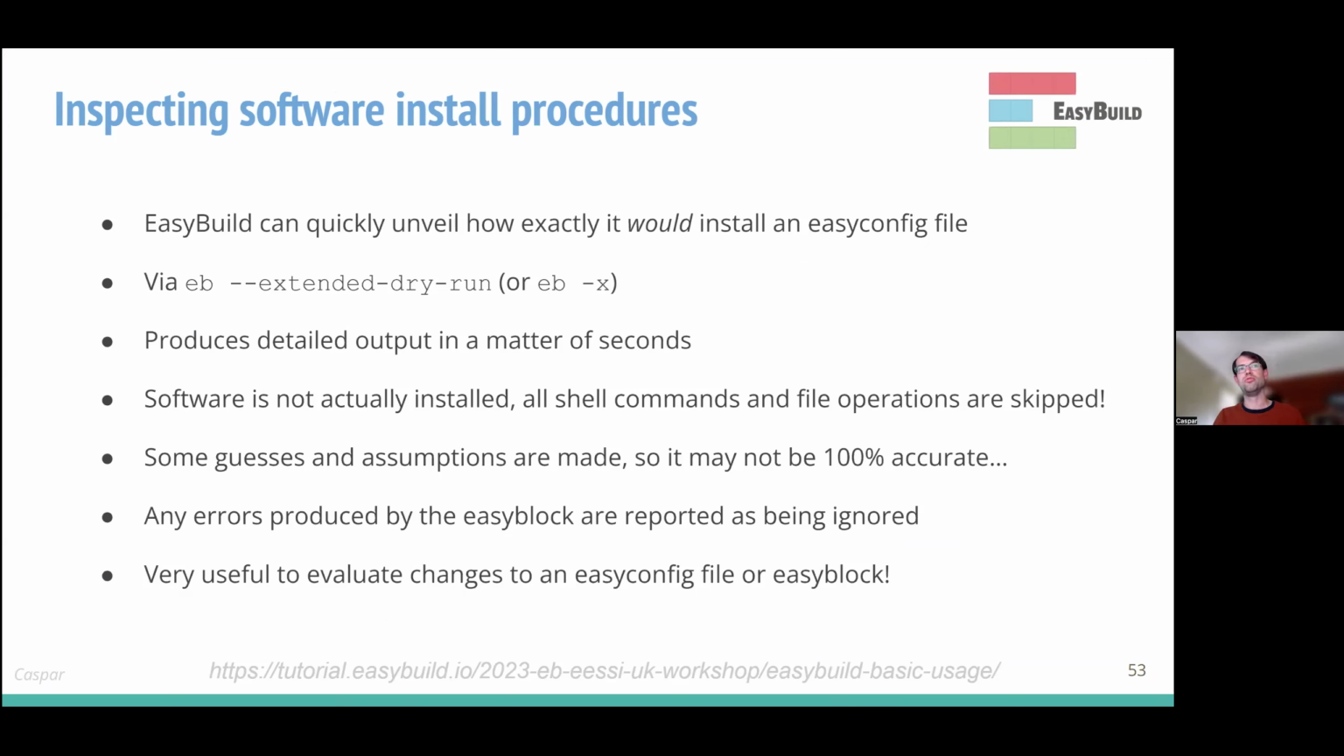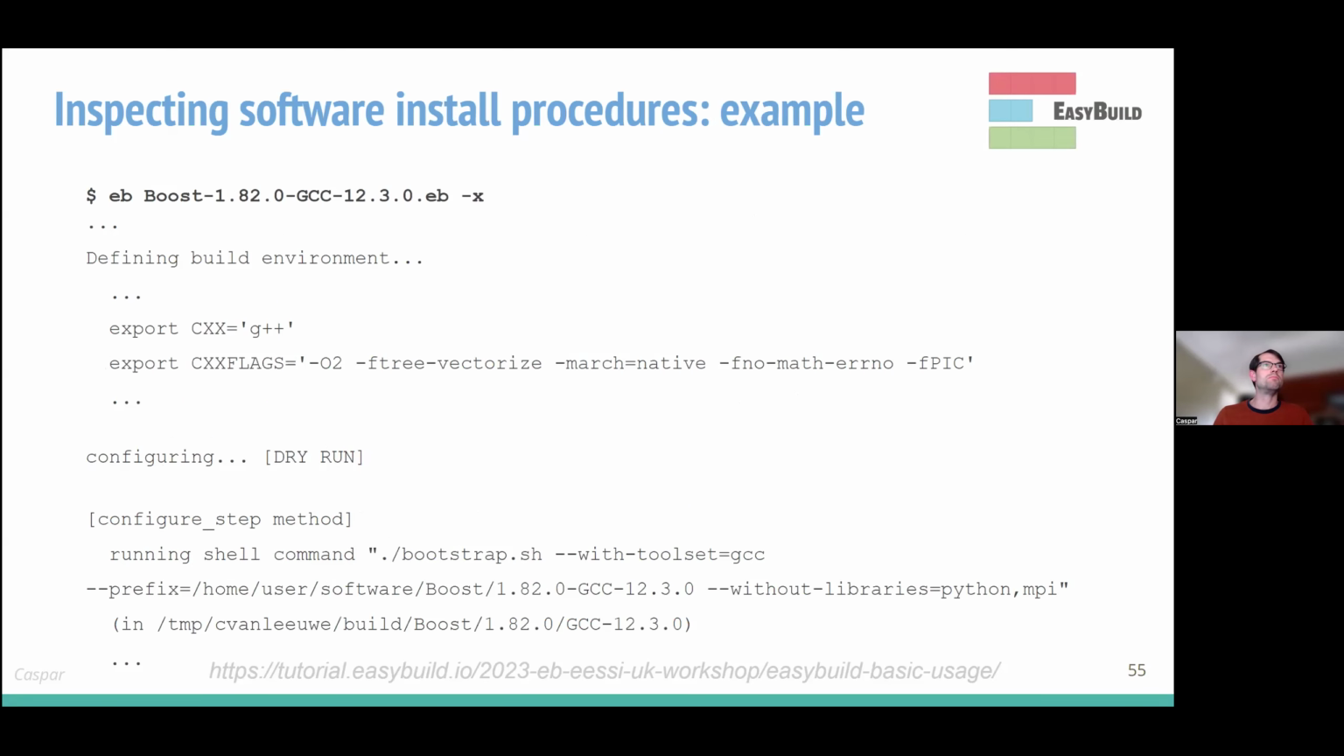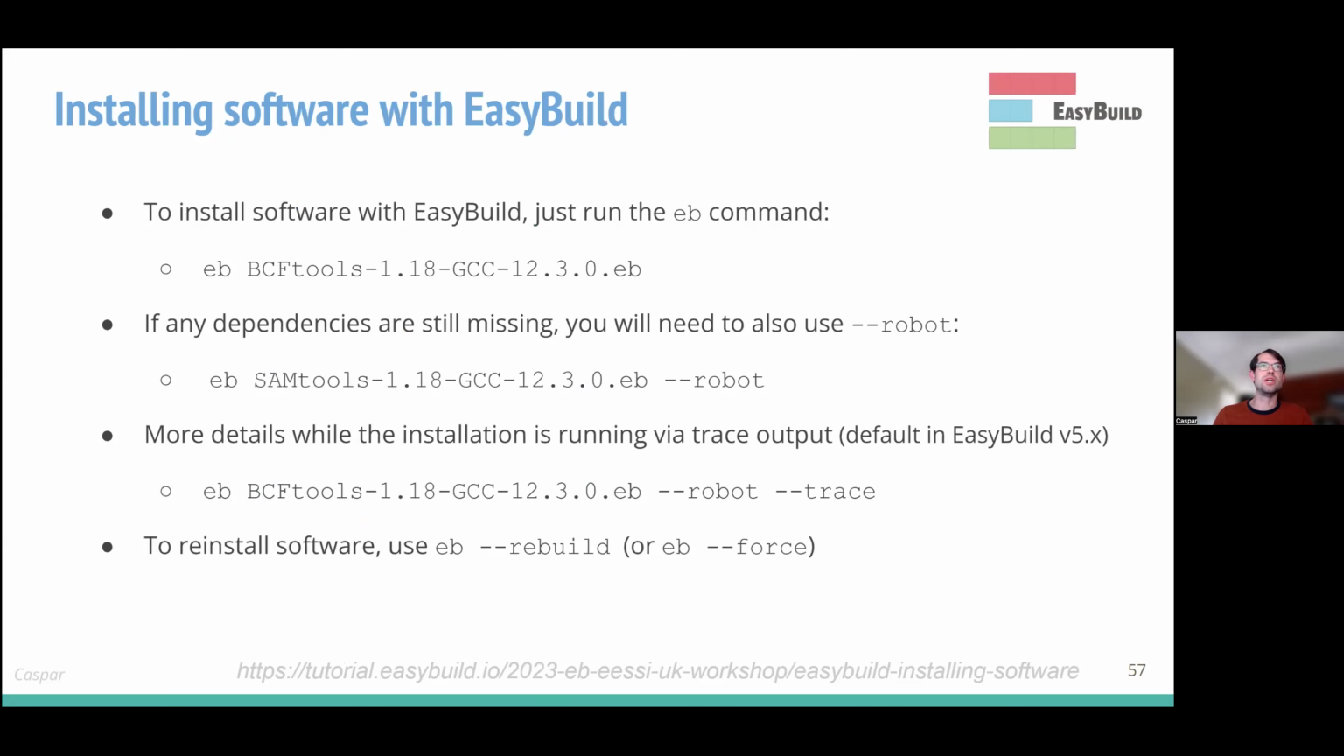It's also very helpful if you've made changes to an EasyConfig file or an EasyBlock just to see whether that change has the effect that I intended it to have. So suppose that you wanted to add an additional configuration option. This is a good way to check that EasyBuild actually will run it with that additional configuration option and that nothing weird is going to happen. Yeah, this was just for boost, same thing.